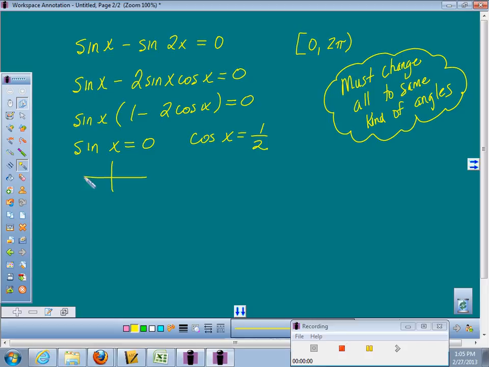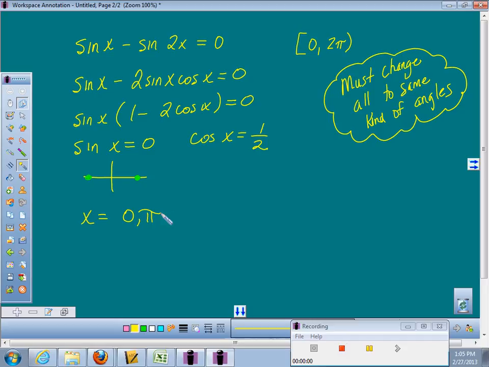Will there be 1 or 2 answers when sine equals 0? 2 answers. On your special angles, where does sine equal 0? It equals 0 at 0, and so therefore, since we're in radians, not 180, but pi. So 0 and pi are 2 of your answers.